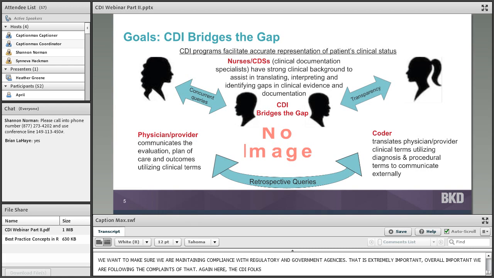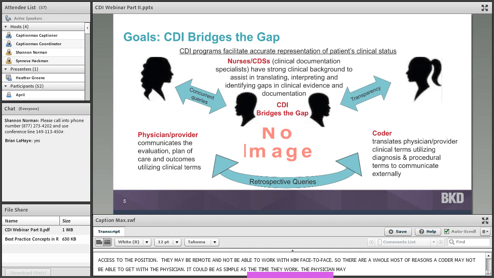Again here, the CDI folks are going to be a bridge across the gap between physicians and coders. My background is coding by history, and I know that some coders do not have the clinical knowledge that is necessary to talk to a physician. They may not have access to the physician. They may be remote and not be able to work with them face-to-face. So there are a whole host of reasons why a coder may not be able to get with a physician.